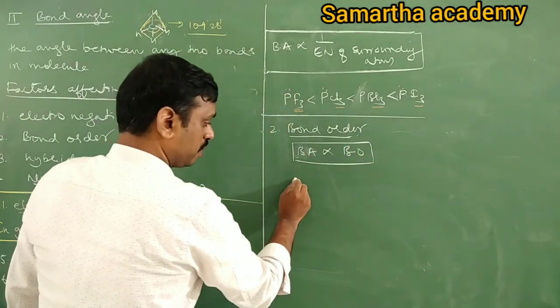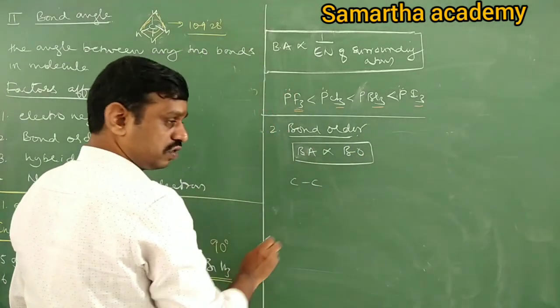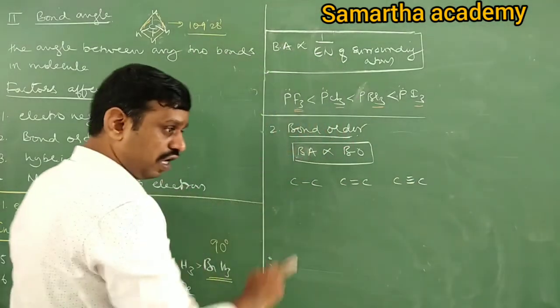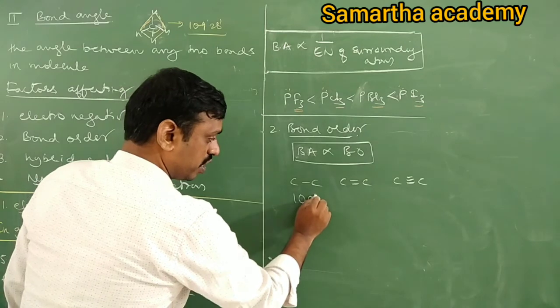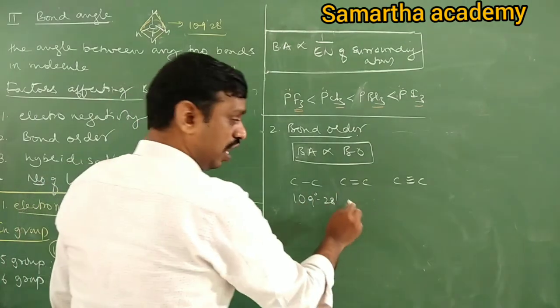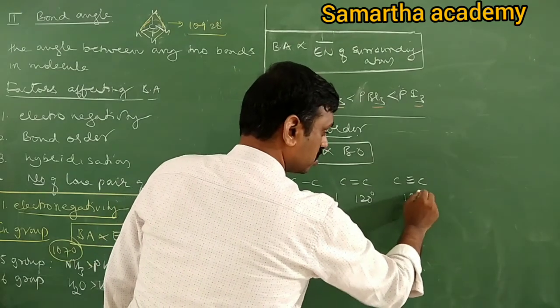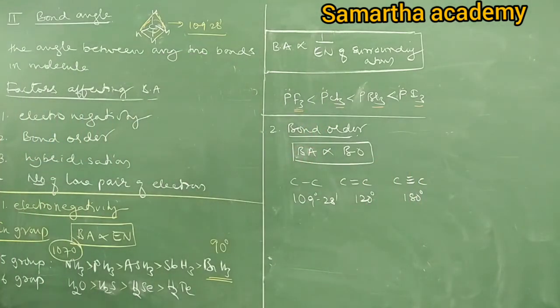For example, carbon-carbon single bond, double bond, triple bond. Alkane bond angle is 109 degrees 28 minutes, alkene is 120 degrees, alkyne is 180 degrees because they are linear. So as the number of bonds between any two atoms increases, obviously the bond angle increases.